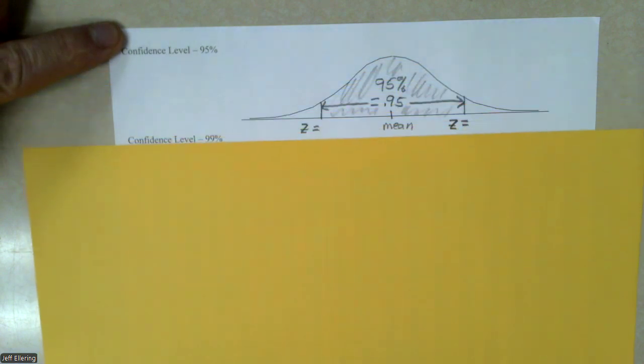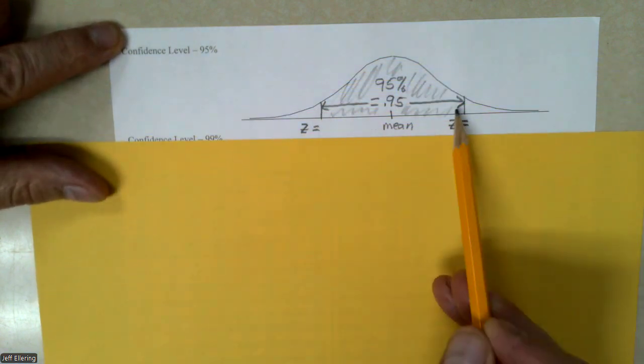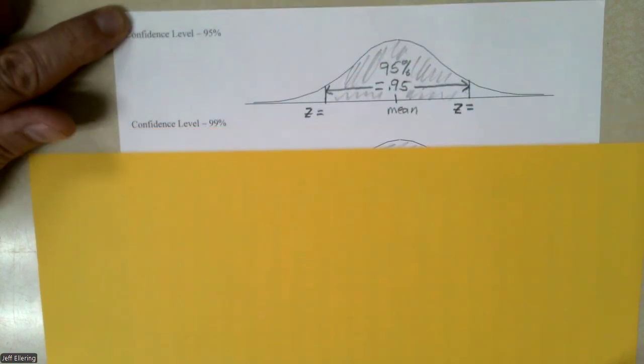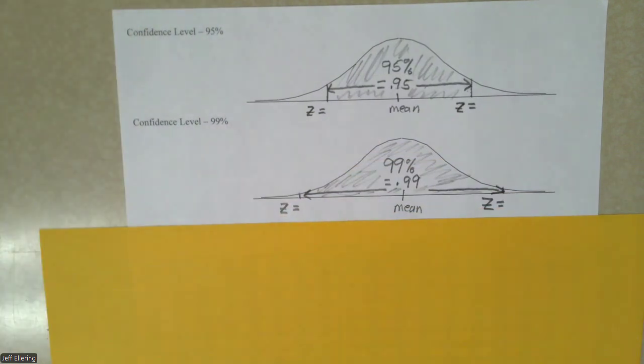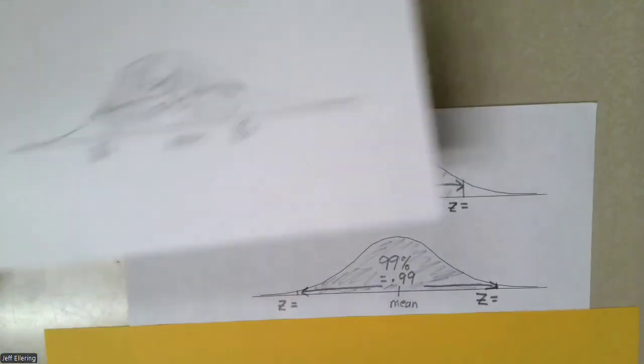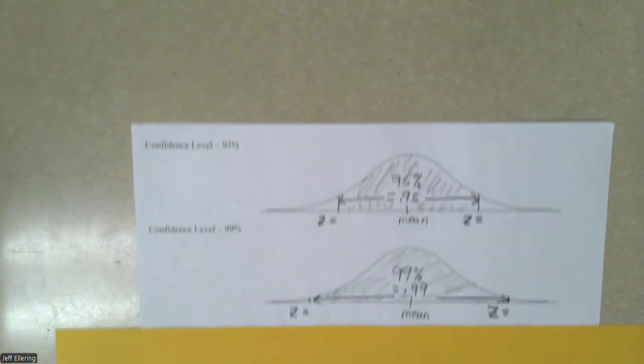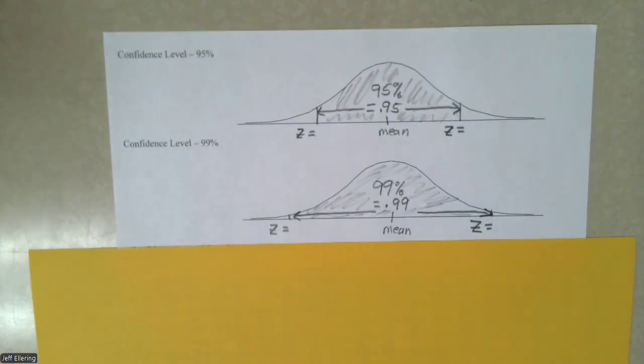The next one we're going to look at is 95%. That one is going to go a little bit wider, 0.95. And then the last one that we do is the 99%. That's almost all of it. There's just a little bit in this tail and a little bit in this tail. So those are the 4 confidence levels that we follow: 80%, 90%, 95%, and 99%.